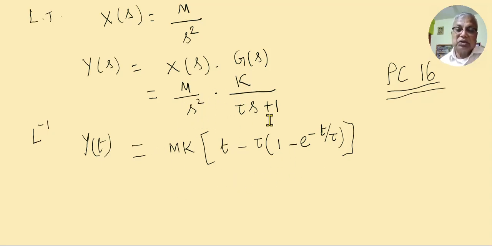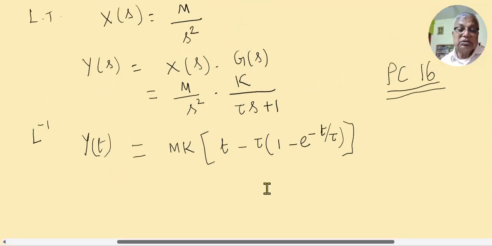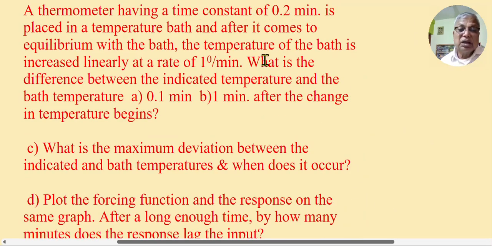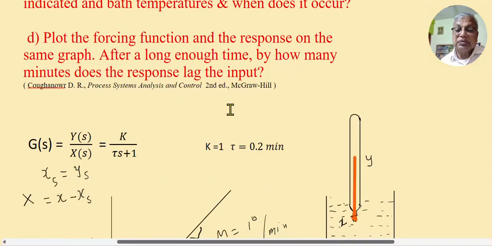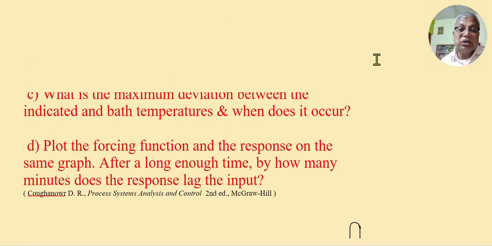I had derived it without any constants, simply for 1 by s square into tau s plus 1. Now these two constants, m and k, are there in the numerator. So this is the inverse, y of t equal to this. Now, what is the question? The question is, what is the difference between the indicated temperature and the bath temperature? Indicated temperature is y, bath temperature is x. So what is the difference between these two at 0.1 minute as well as 1 minute? That is the question.